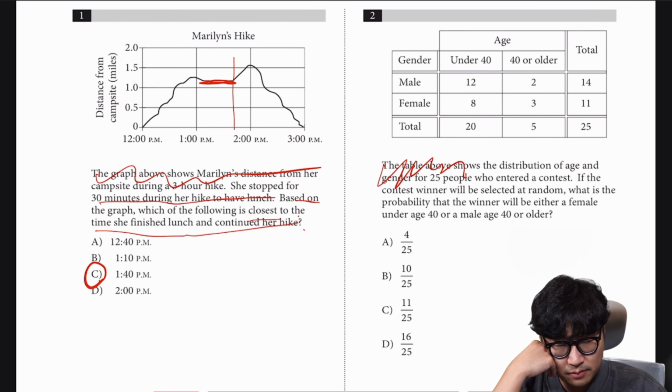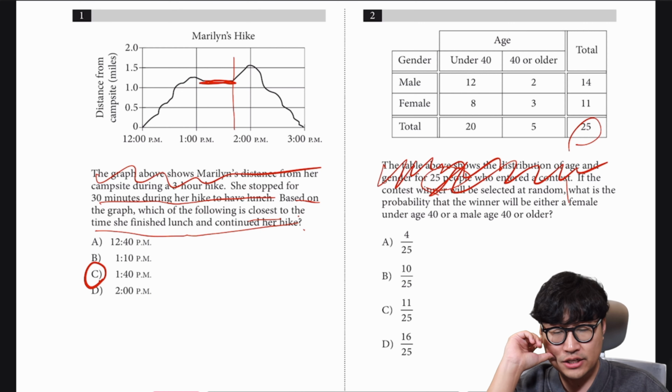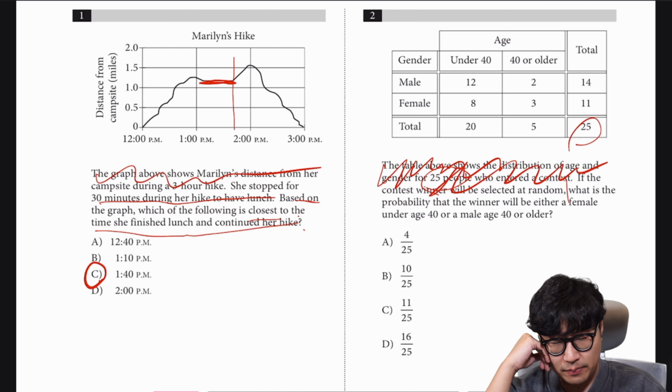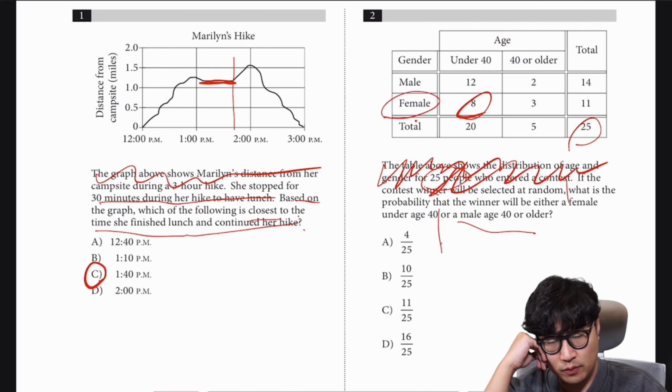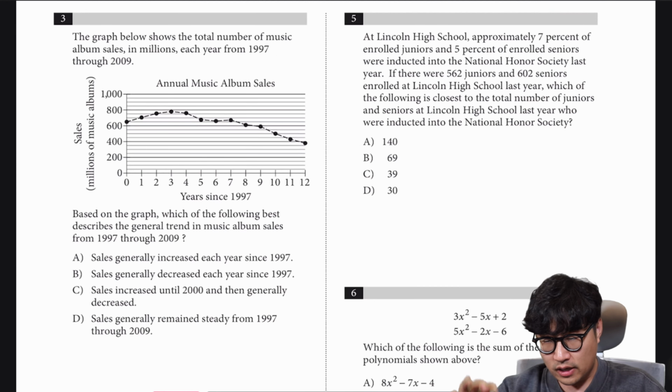Table, blah, blah, blah. 25 people, but it's right there, so I'm just going to ignore that. If the contest winner will be selected at random, okay, so what is the probability that the winner will be either a female under age 40? So female under age 40, that'll be 8 people, or a male 40 or older. Male 40 or older right there. So total of 10 people out of 25 it is. Boom. Answer choice B.